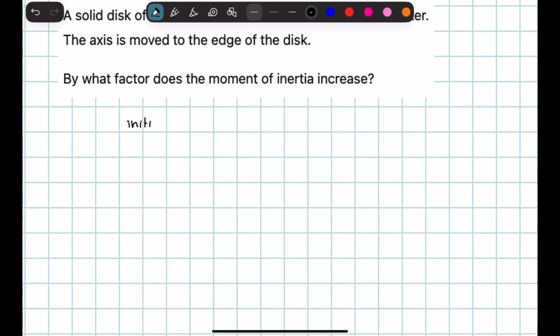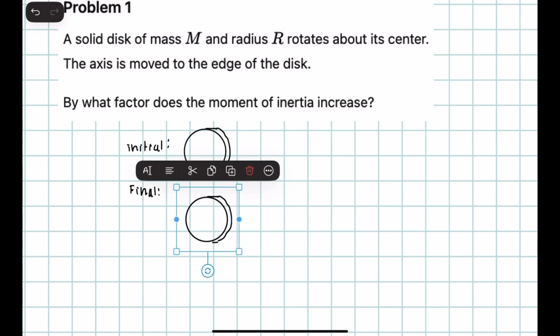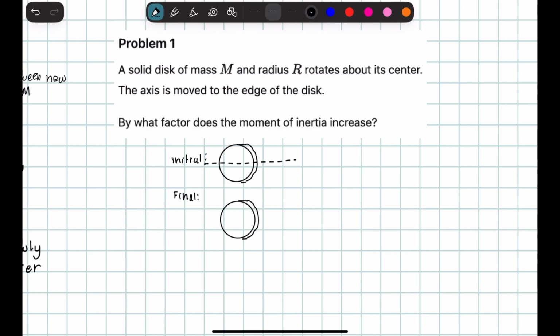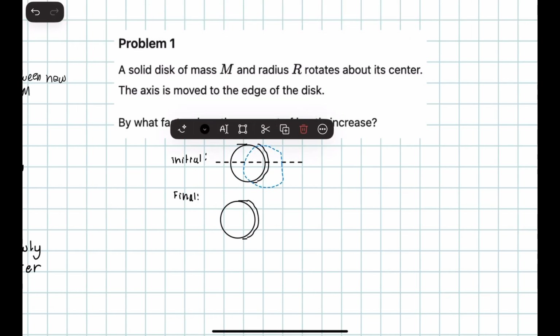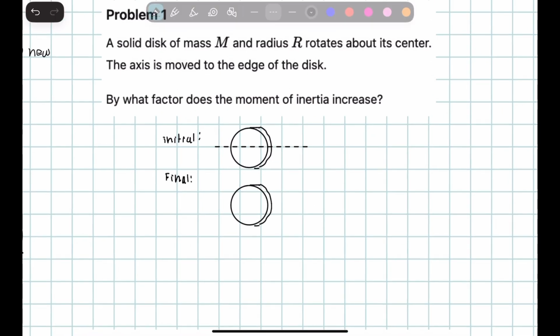So let's start by drawing out both of the scenarios, before and after the change. So we have a solid disk, like this. And then we change the axis of rotation. Originally it is rotating around its center, right? But then the axis moves to the edge of the disk. So you want to find the difference in the moment of inertia.